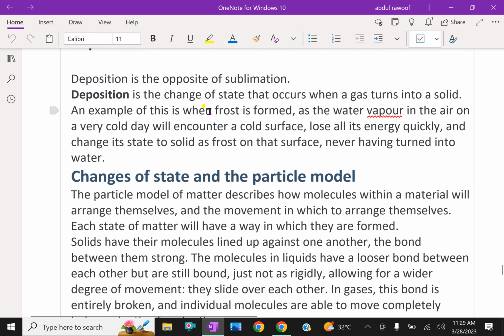Deposition is the opposite of sublimation. Deposition is the change of state that occurs when a gas turns into a solid. An example of this is when frost is formed. The water vapor in the air on a very cold day will encounter a cold surface, lose all its energy quickly and change its state to solid, frost on the surface, never having turned into water.